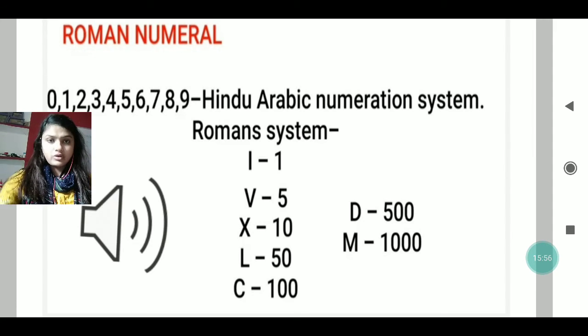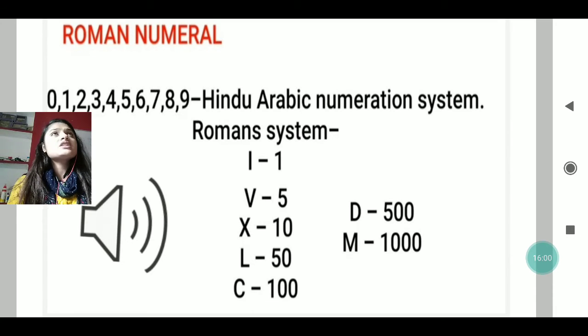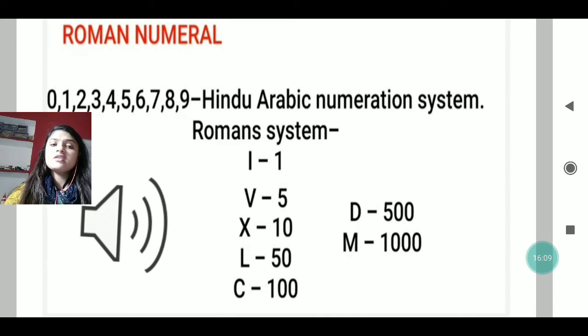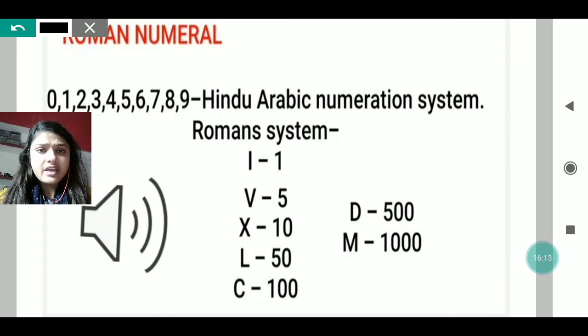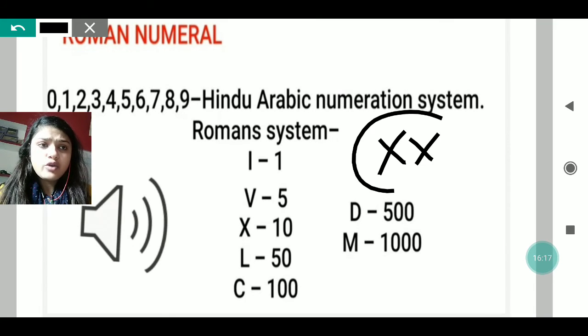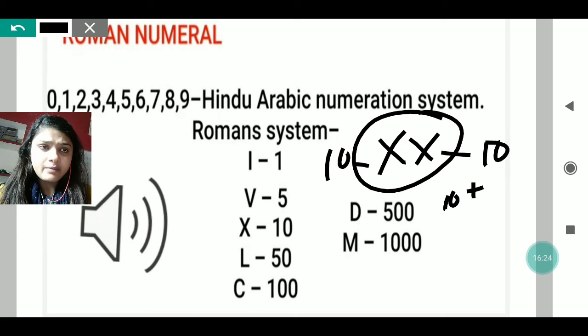There are some rules on Roman numerals which we have already discussed. The first one is that any Roman numeral can be repeated a maximum of 3 times. Next, if the same Roman numerals are written, like X and X, the value of both will be added. The value of one is 10, the value of the other is also 10, so 10 plus 10, and you will get 20.